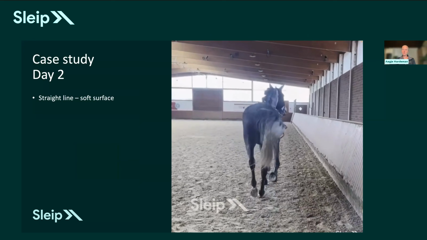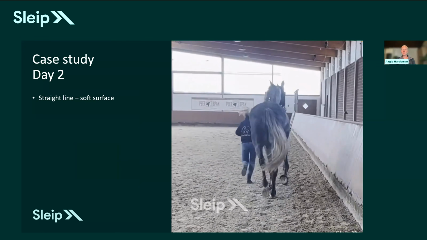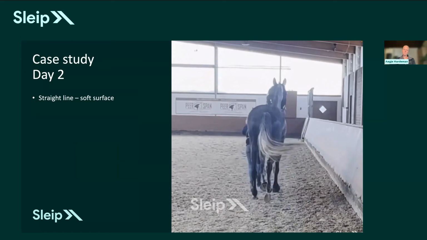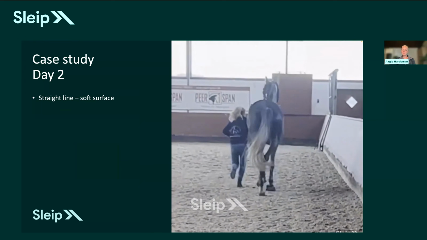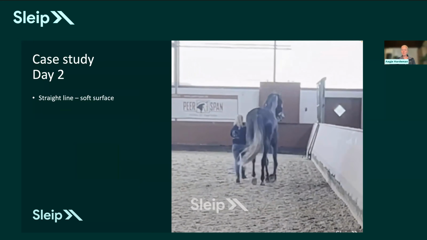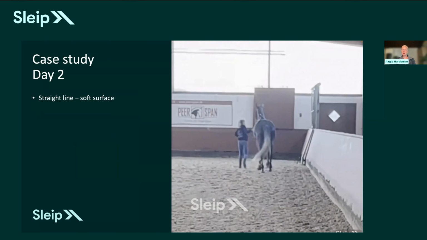I just wanted to show you the video on the soft straight line, so you know what the horse looked like. That soft straight line that belongs to the data that we just looked at together. And I would like you to make a plan of what we are going to do after this.